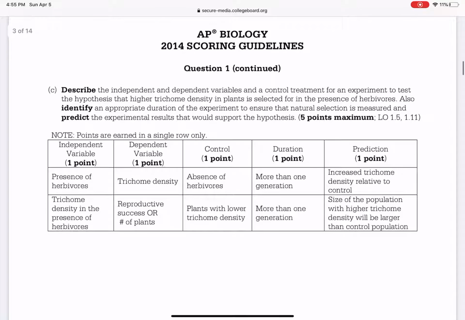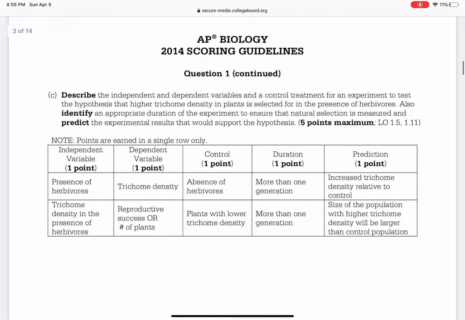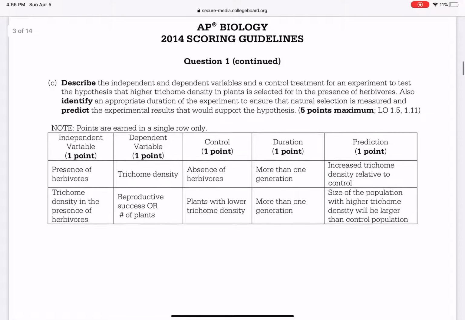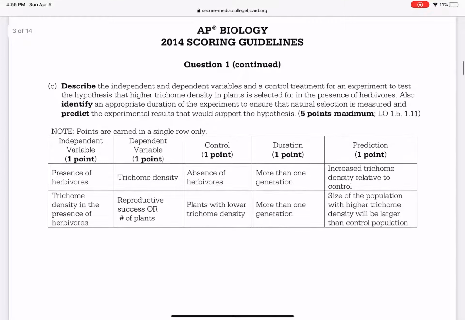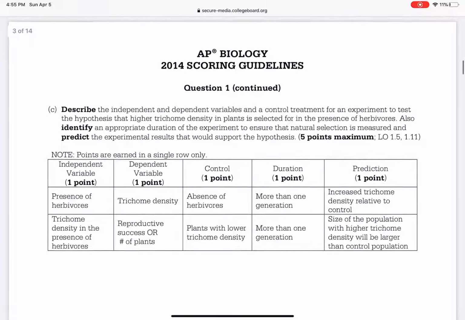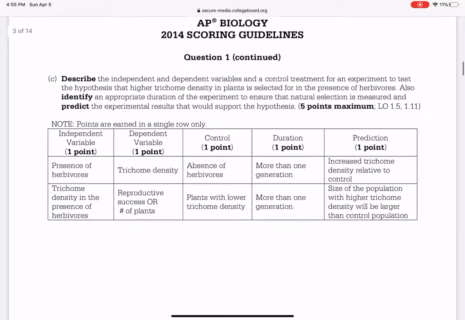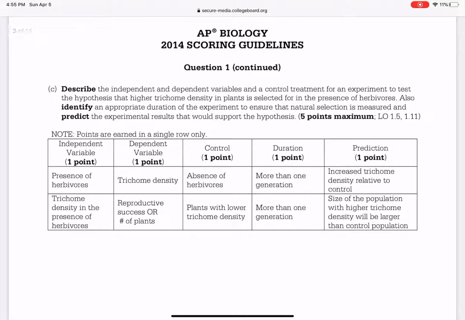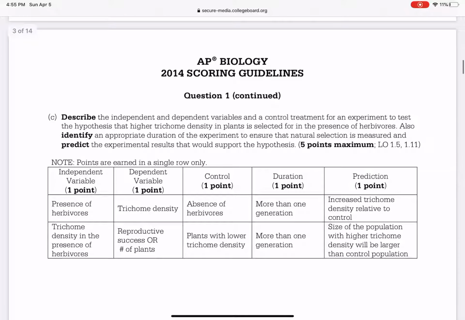Now, in the second one, the second row, let's say if your independent variable would be plants that you can actually control the amount of trichomes. So your dependent variable, what would you be measuring? So in this case, you are just looking at the addition of the trichome density of the plants. That's what you can control. Your dependent is just, do those plants survive or do they not? That's what the reproductive success is stating. So you have your trichome density. That's what you can control. You're measuring, do those plants reproduce or not?